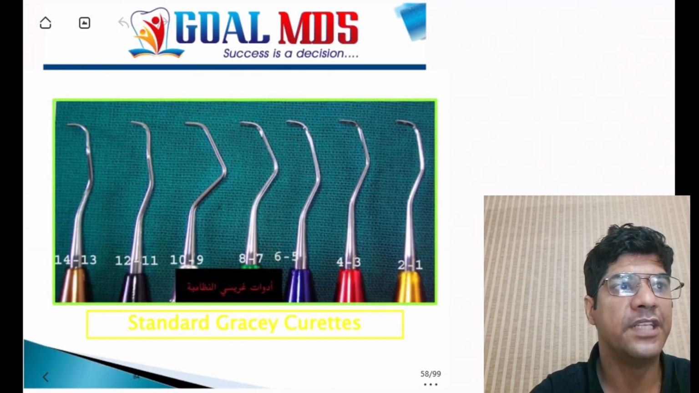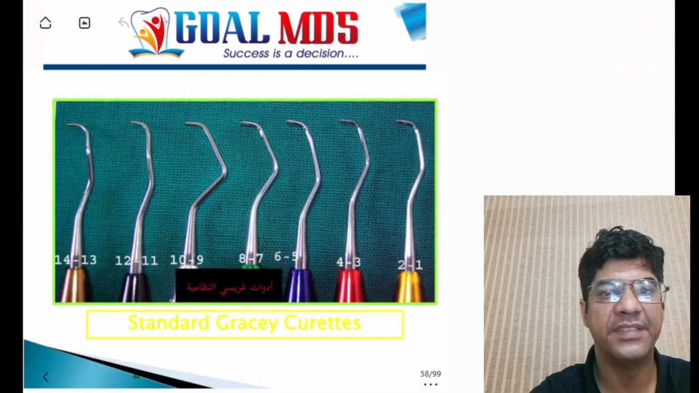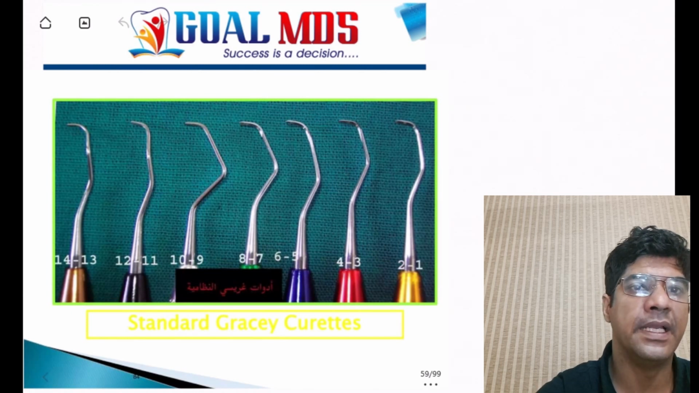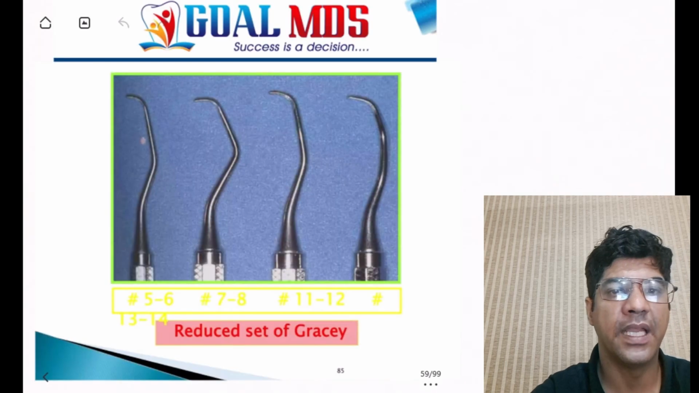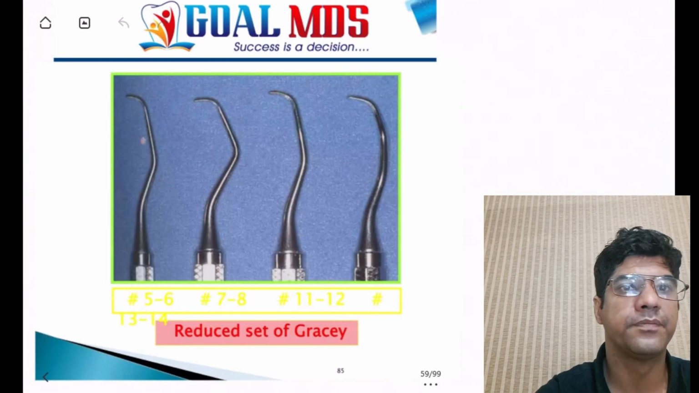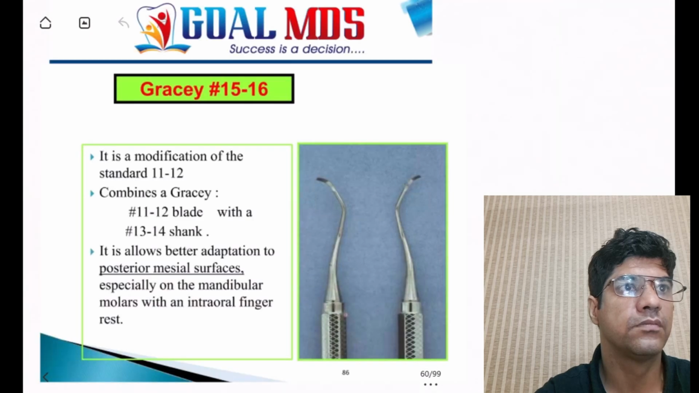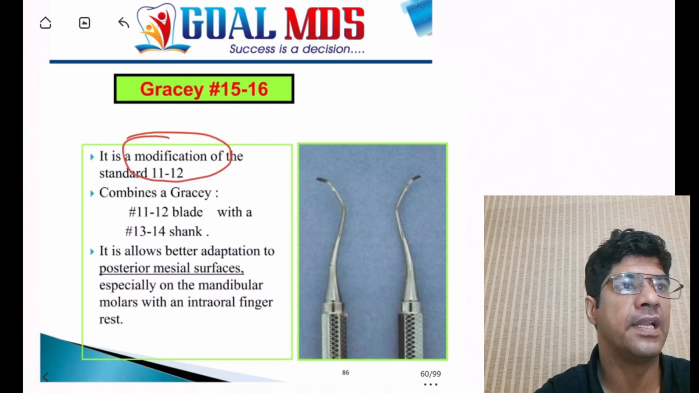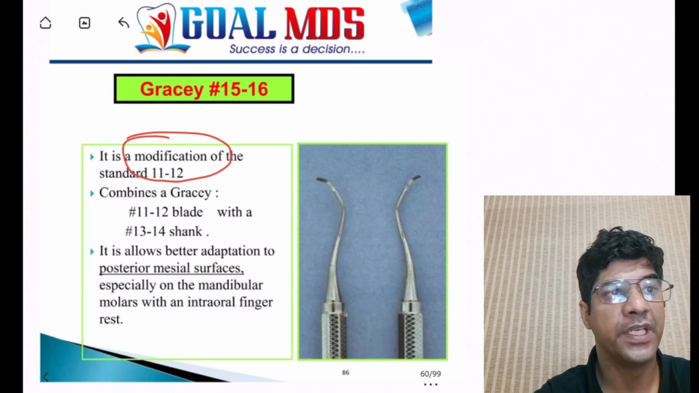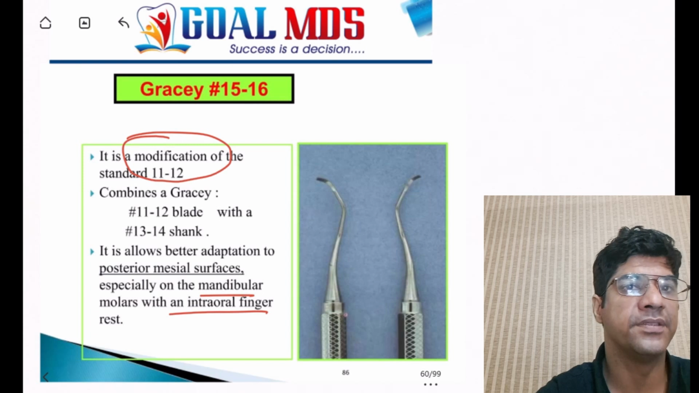New additions have been added, like 15, 16, which is a modification of 11, 12, and 17, 18, which is a modification of 13 and 14. So 15, 16 is a modification of standard 11, 12. It allows for better adaptation to posterior mesial surfaces on the mandibular molars with the intraoral finger rest.